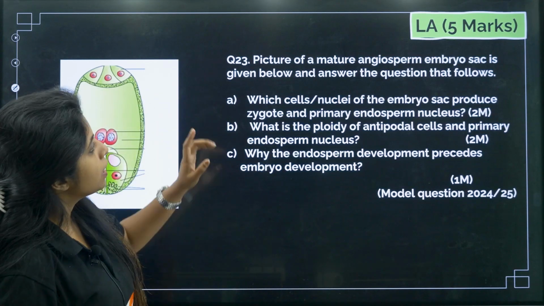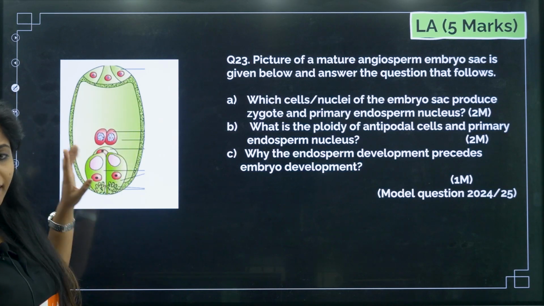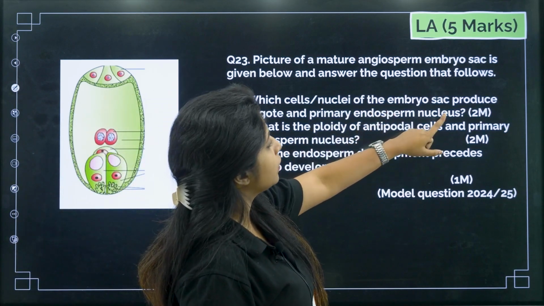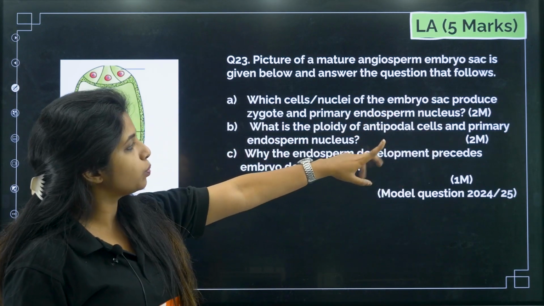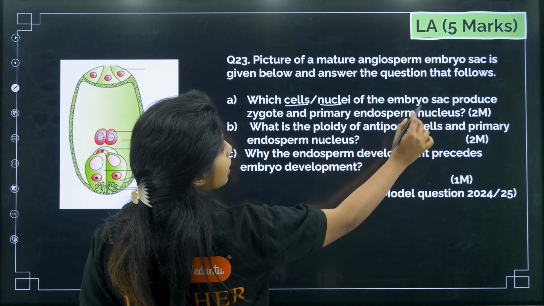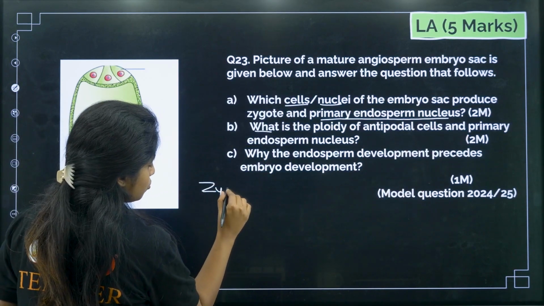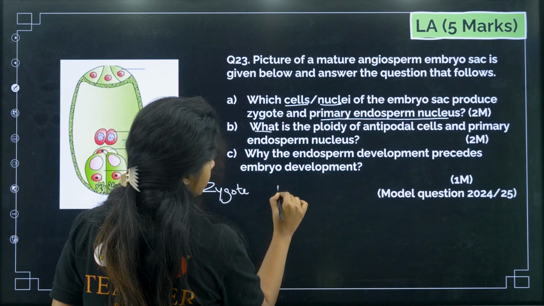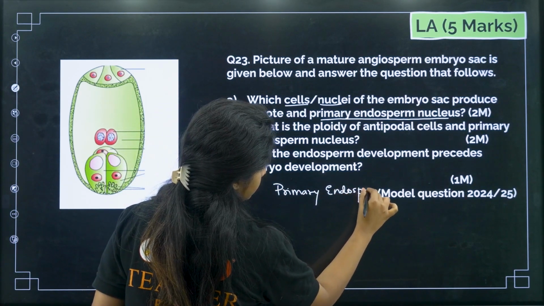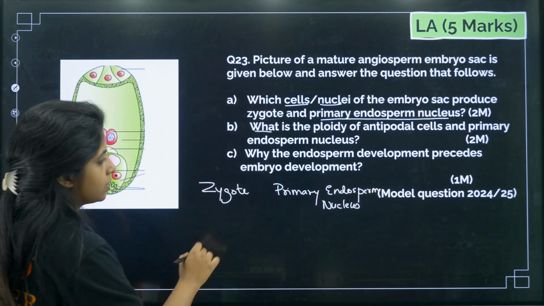Chalo. So next question. Picture of a mature angiosperm embryo sac is given below. This is the second last question. Now answer the following questions. Which cells or nuclei of the embryo sac produce the zygote and the primary endosperm nucleus? So we need to find two things: who brings the zygote, and the primary endosperm nucleus.